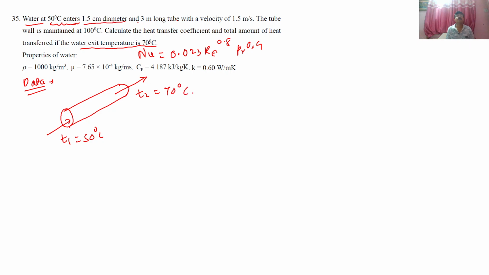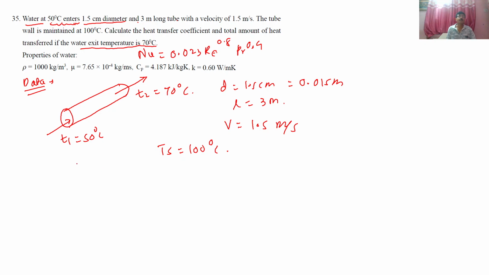What is the diameter of the tube? D is given as 1.5 centimeter, so that means 0.015 meter. Length of the tube is also given as 3 meter. In the last problem length was unknown; now in this case length is given. Here velocity is given, 1.5 meter per second, so our job is simplified. If mass flow rate, volume flow rate or velocity is given, the problem belongs to forced convection. The tube wall is maintained at 100 degrees Celsius, so Ts is 100 degrees Celsius.